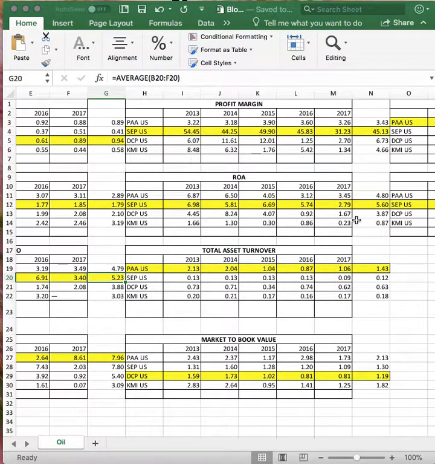Next is ROA. ROA is an indicator of how profitable a company is relative to its total assets. ROA can be calculated by net income divided by total assets. The SEP had the highest at 5.6, which means for every $5.60 in net income, it has a dollar's worth of total assets.